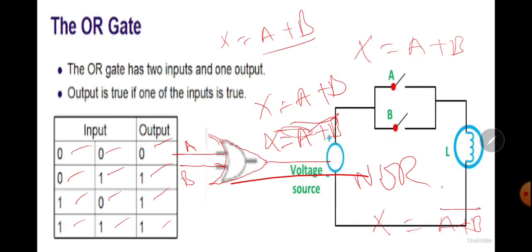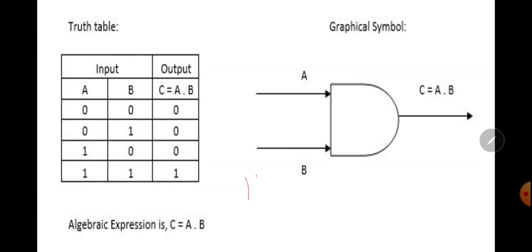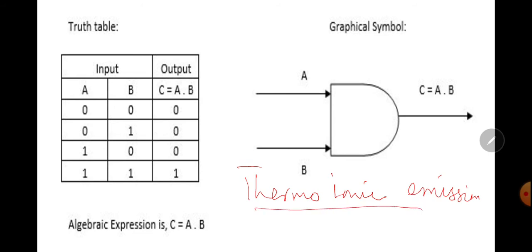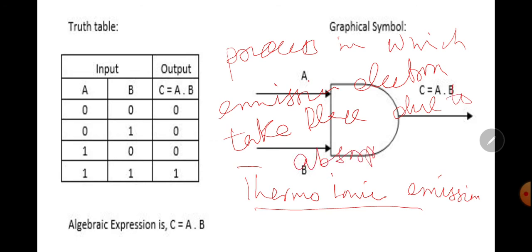Now I will go into detail of thermionic emission. Thermionic emission is the process in which emission of electron takes place due to absorption of heat. The process in which emission of electron takes place due to absorption of heat is called thermionic emission.